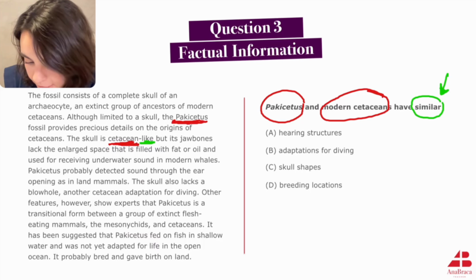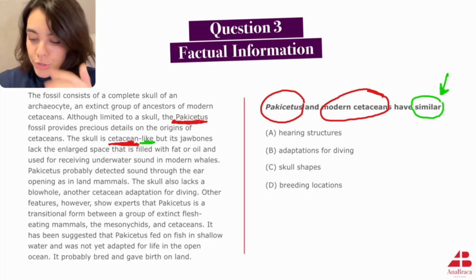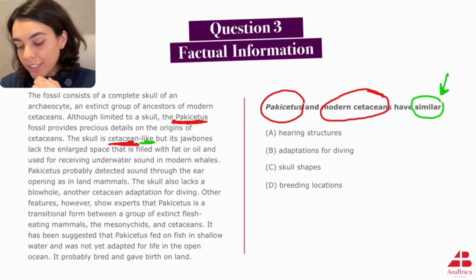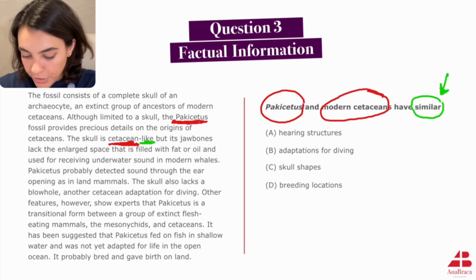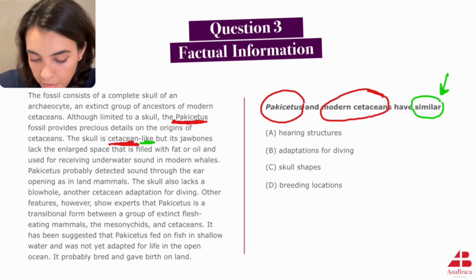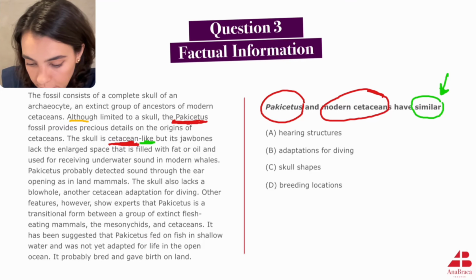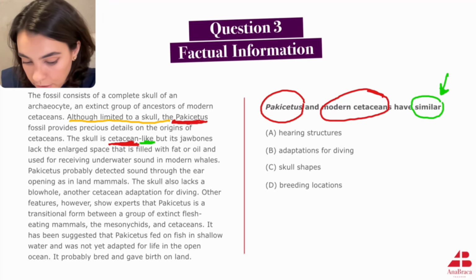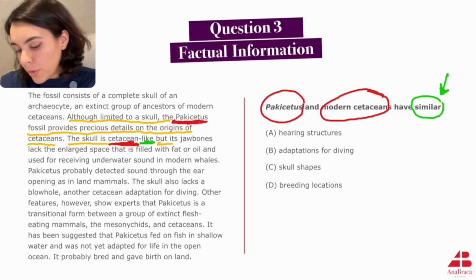So reading this, I will read this sentence here for you. We will find the correct option here. So let's go to the sentence. Although limited to a skull, Pakicetus fossil provides precious detail on the origins of cetaceans. The skull is cetacean-like, but, and then we continue.